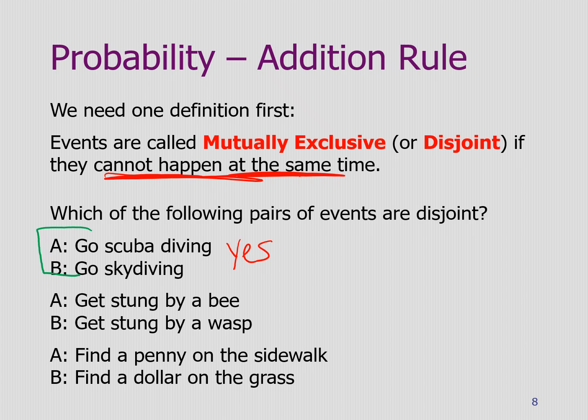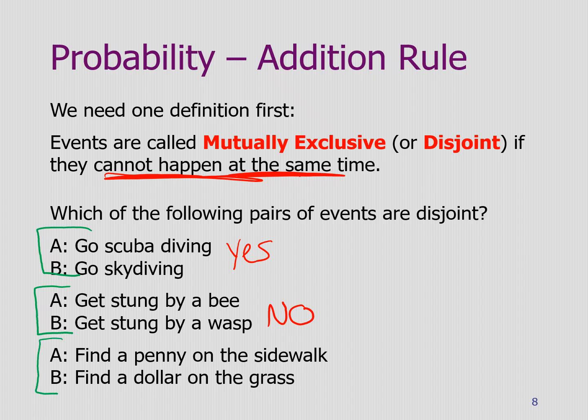Okay, next one. Two events: you get stung by a bee, you get stung by a wasp. Are they mutually exclusive, yes or no? Or can they happen at the same time? Well, it's bad luck, but yes, I think a bee and a wasp could both land on you and sting you at the same moment, and that would be a no. Not mutually exclusive because they can coexist. They can happen at the same moment.